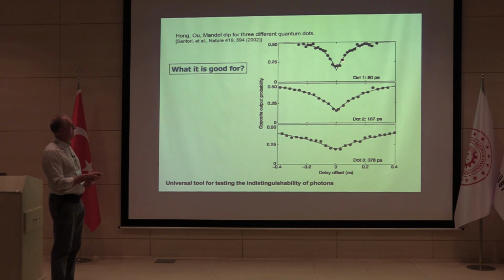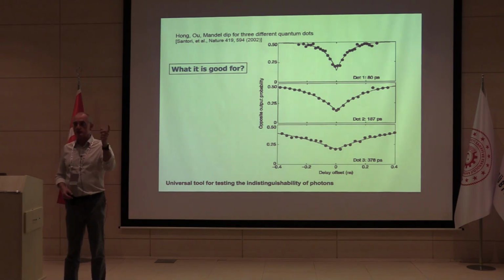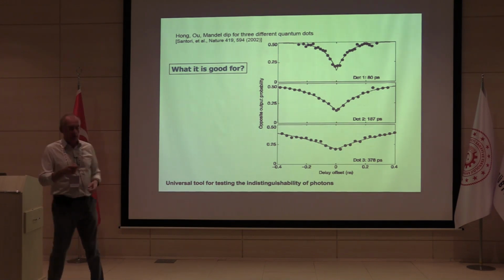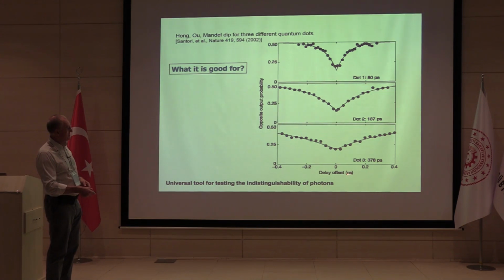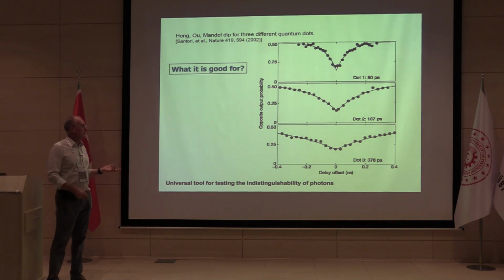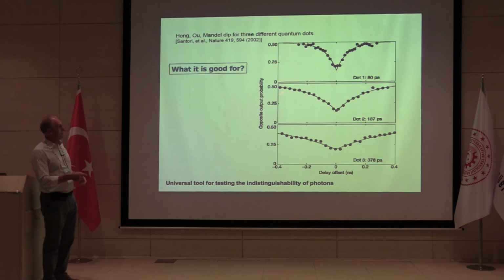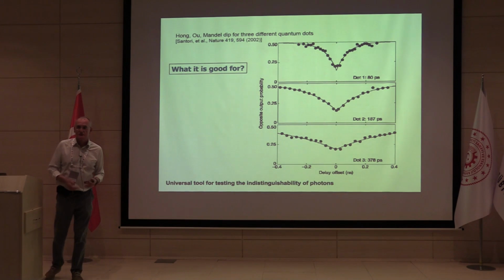The other thing is, from the width of this, you can say, oh, what was the spectral width of that? The bandwidth. Because of wave packet and bandwidth, delta omega and delta t. This is the delta t, nanosecond, you see. From here, you can calculate the spectrum of the light. And you know, for some applications, you need narrow band. For some applications, you need broader. So that's all the information you can get out of here. So it's basically a universal tool for testing the indistinguishability of photons.